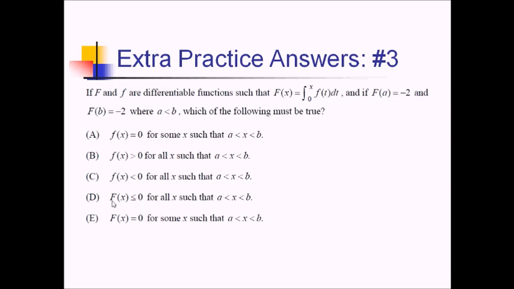So now let's take a look at d and e. D, they're saying that the value of f is less than or equal to 0 for all x between a and b. And I'm not really sure we can conclude that. I mean, we're starting and ending at negative values, but how do we know that we don't spike up to some really positive values in between and pick up a lot of positive area? We don't. So I don't think we can conclude D either.